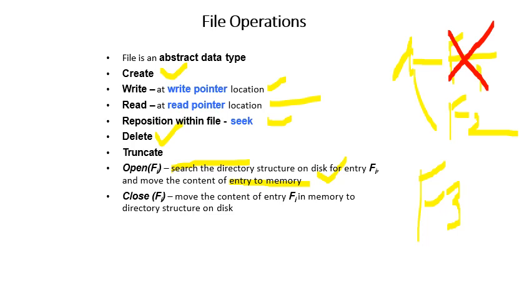Next is close. After saving all the details in the main memory, the file moves back to the secondary memory, from where the file had come. So these are all the file operations.